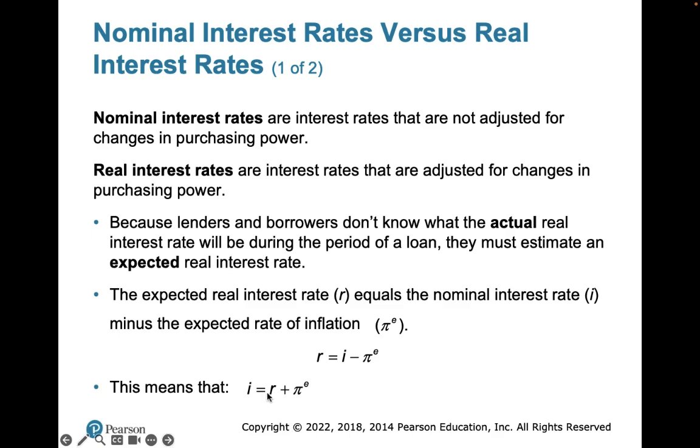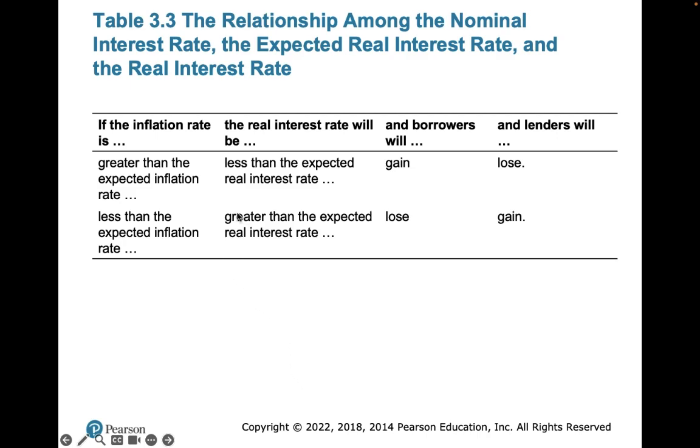Interest rate, pi. We're going to see the meaning of this. If the inflation rate is greater than the expected inflation rate, the real interest rate will be less than the expected real interest rate, and borrowers will gain and lenders will lose. And if the inflation rate is less than the expected inflation rate, the real interest rate will be greater than the expected real interest rate. And this time around, the borrowers will lose and the lenders will gain.